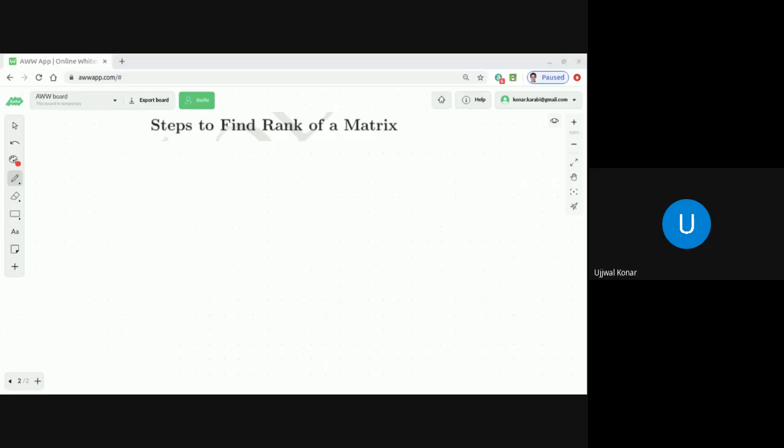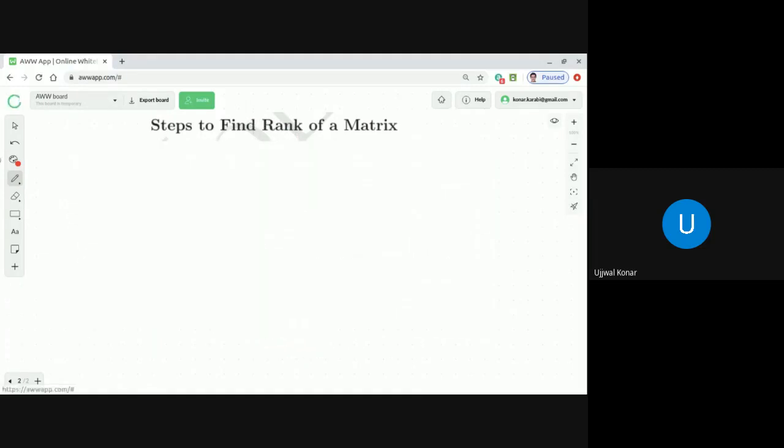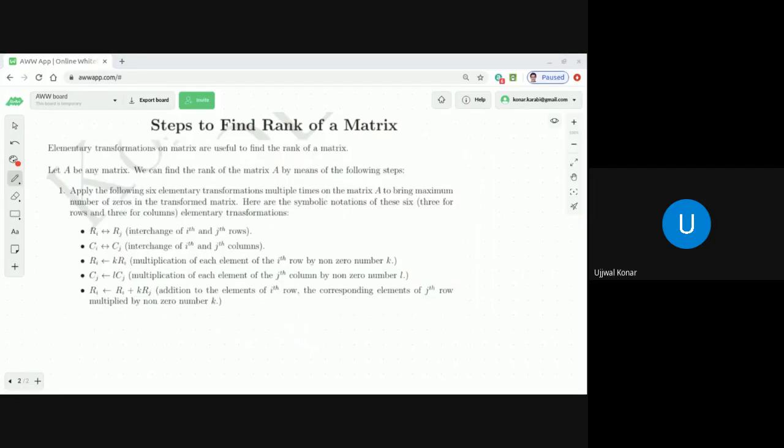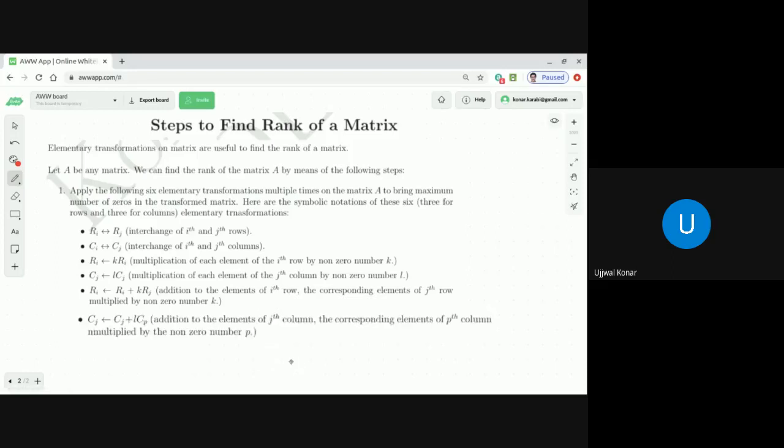Okay, so here are the steps. Elementary transformations on a matrix are useful to find the rank of a matrix. So what are those steps, dear students? Let me first write it down, and after that I'll explain one by one. You don't need to go through all these statements; I will take you through. Elementary transformations on a matrix are useful to find the rank of a matrix.